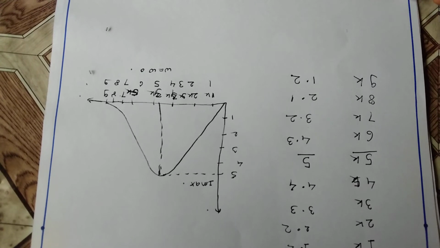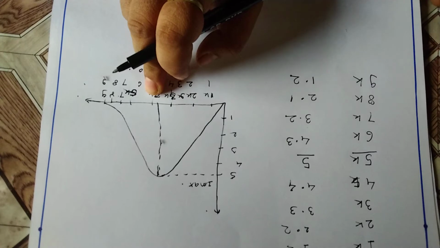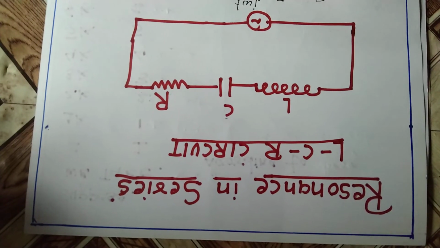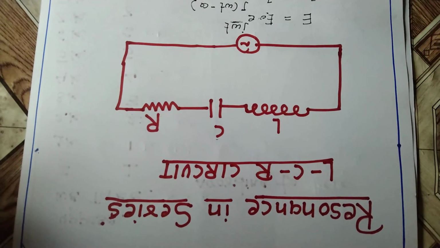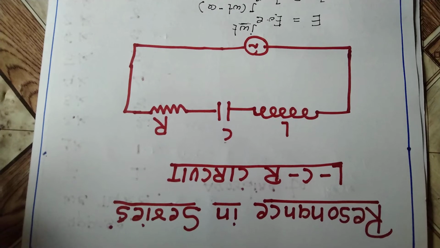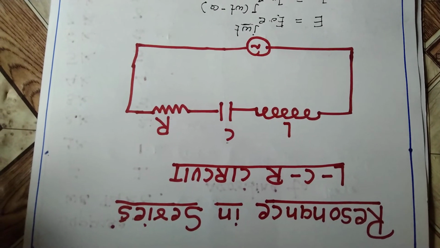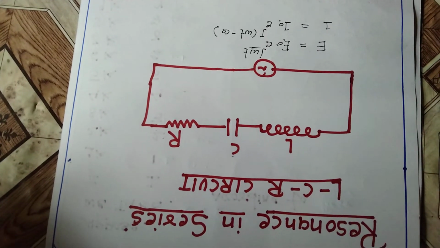This happens because at resonance frequency omega is equal to omega naught. The potential across the inductor and capacitor become equal and opposite to each other, and hence cancel each other because of resonance. So the circuit becomes purely resistive.